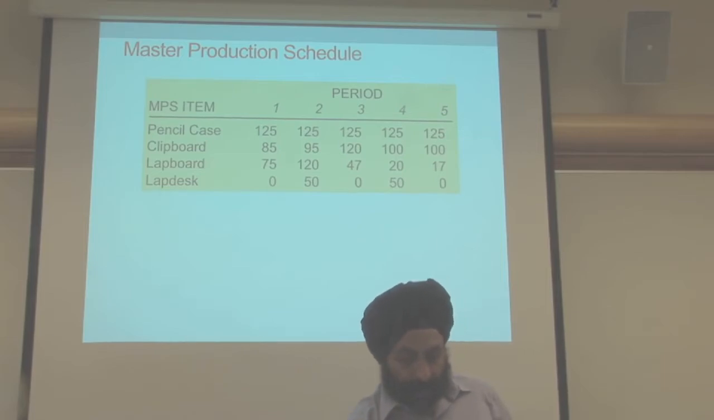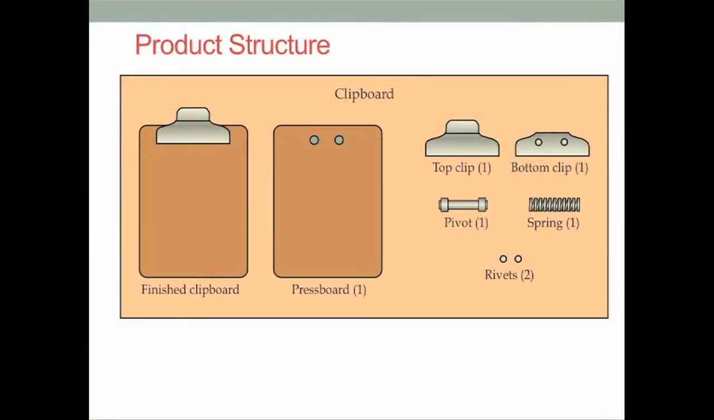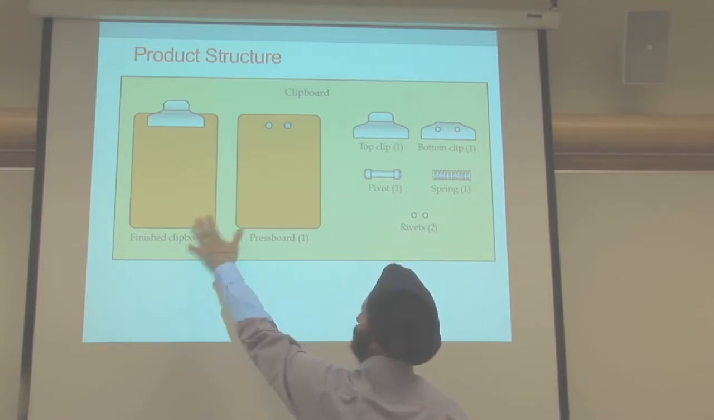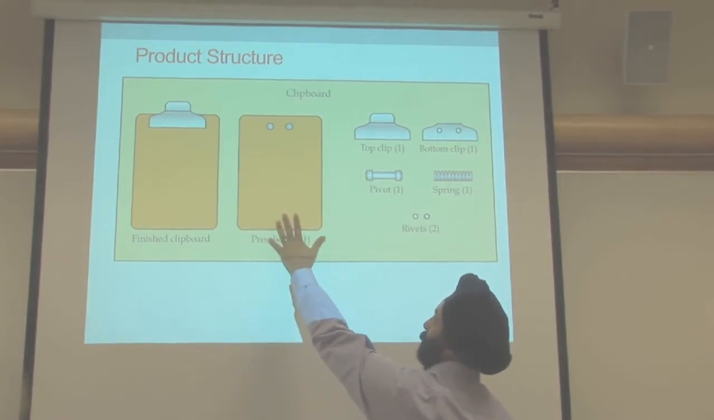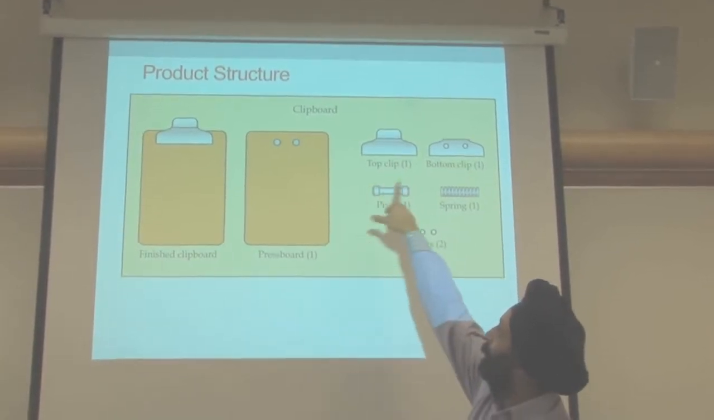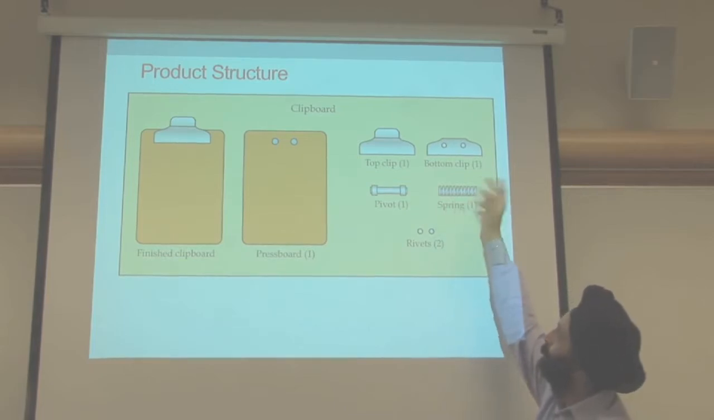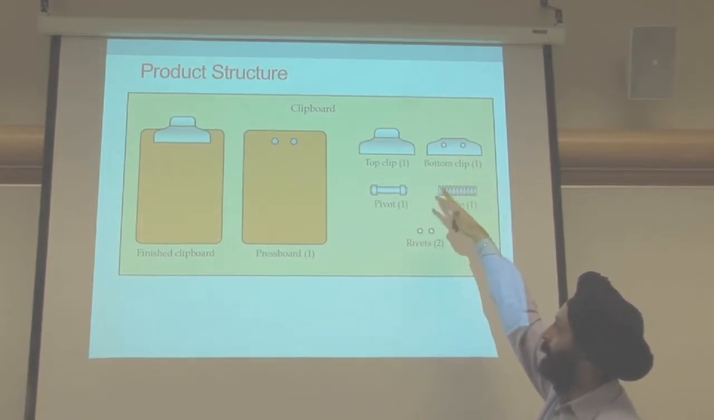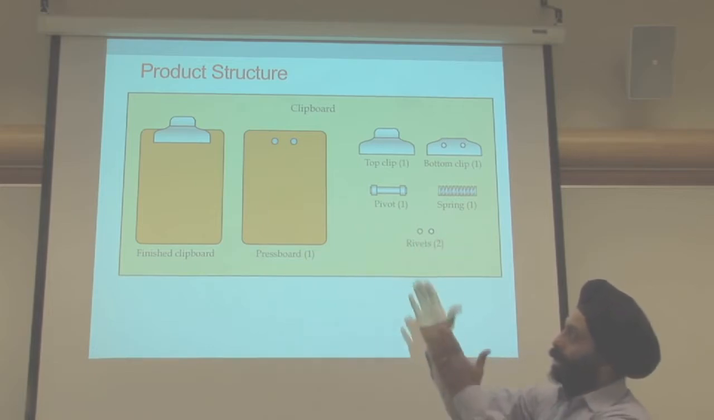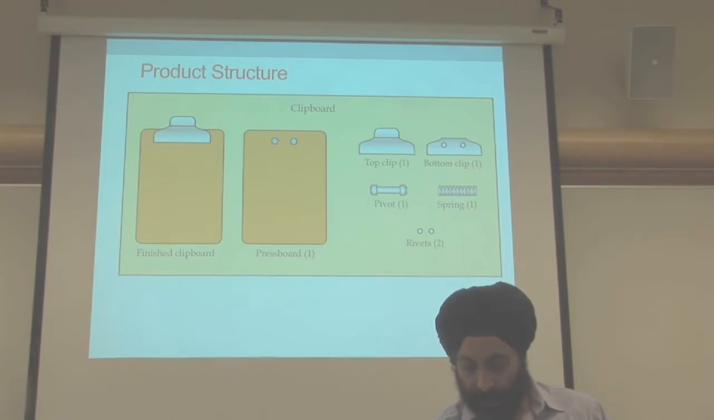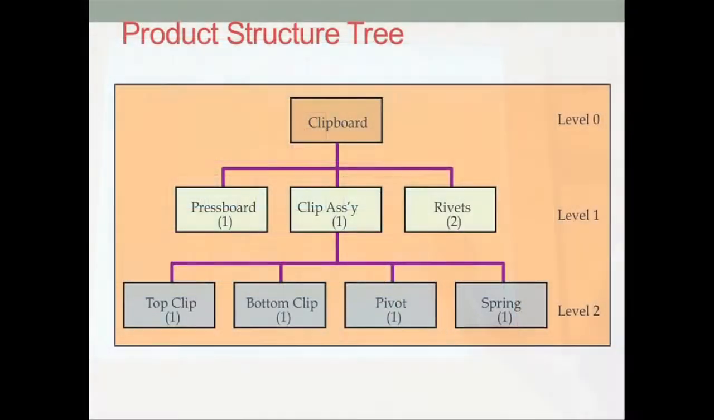So in that case, if you just focus on the clipboard itself, it's made up of several components. This is a finished clipboard, and that's made up of the back, which is the press board, 1 unit of that. Then you need a top clip, 1 unit of that. The pivot, which holds the spring. Bottom clip, each one of these is 1 unit each, and then 2 rivets which hold the pivot and the spring within the pivot together. So given this information, one can easily look into the product structure tree or bill of material.